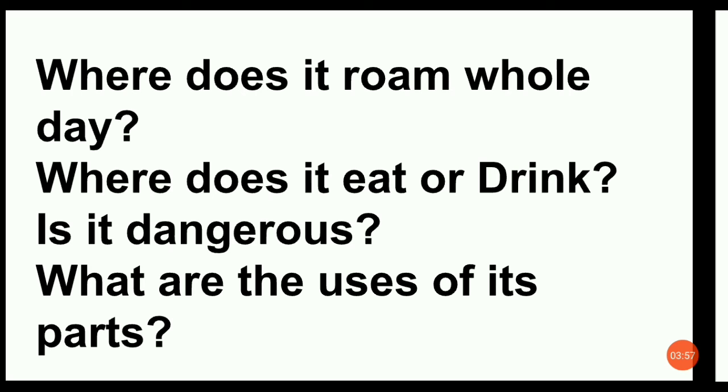Next question: where does it eat or drink? So we should also know the eating place of this animal, and the place where it drinks water. And the next one: is it dangerous? If we know that this animal is dangerous, we can be careful while hunting and before hunting.